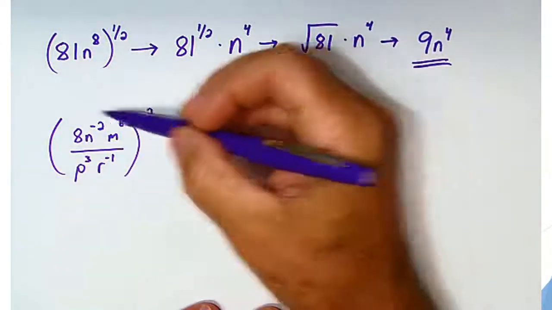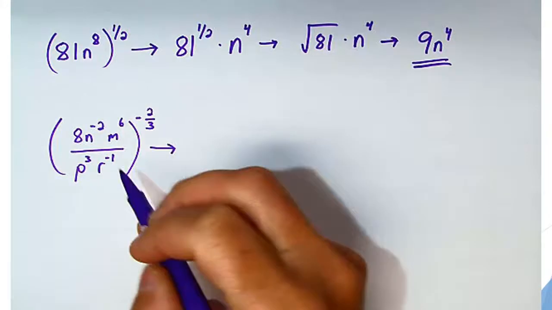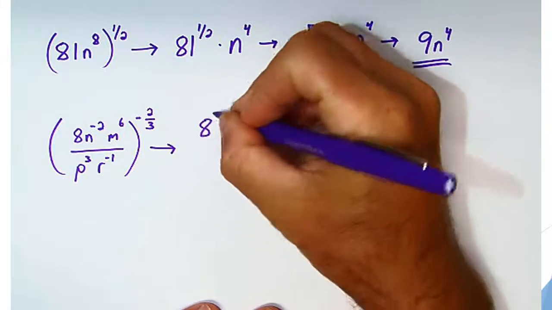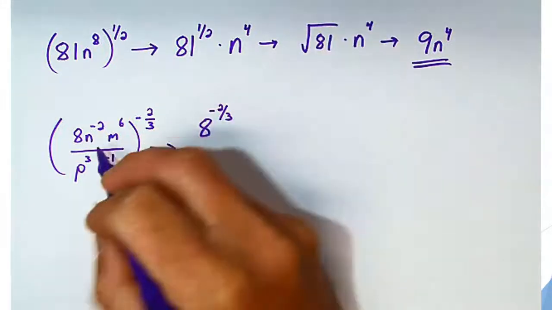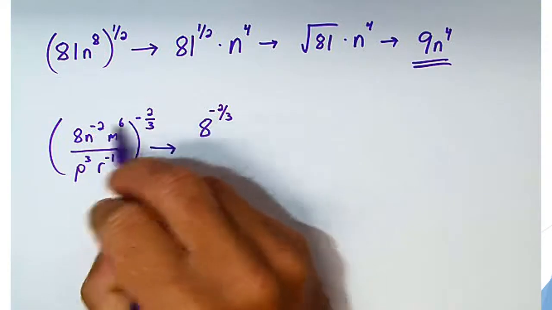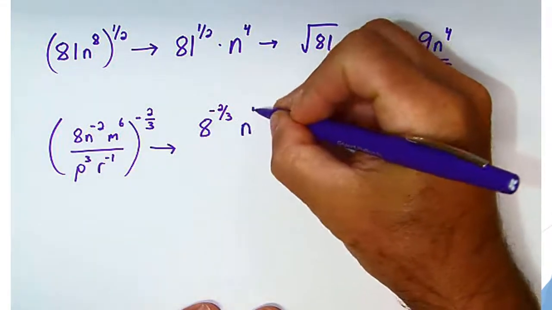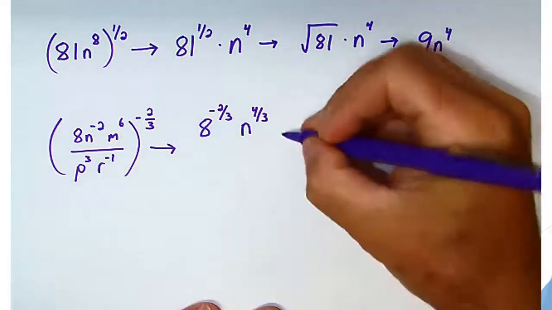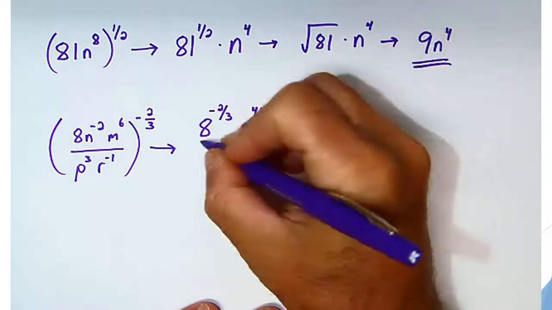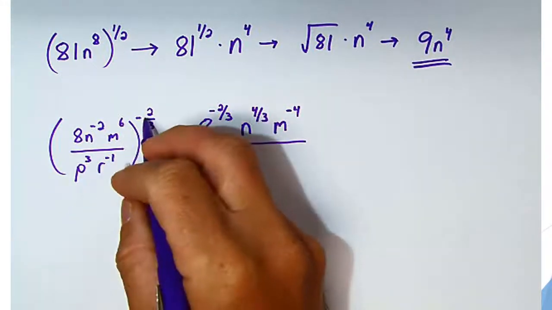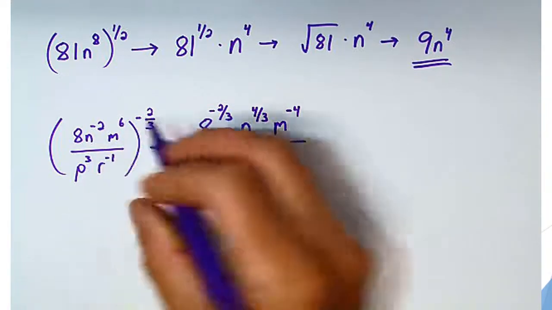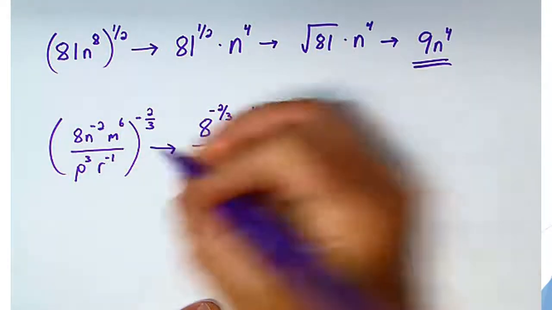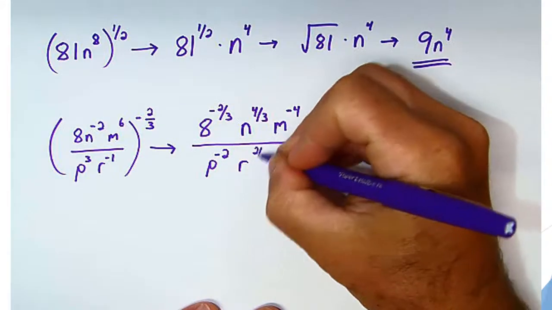Okay, our second one, a lot of different ways we could approach this. One way is to just apply the negative 2/3 power to everything on the inside. That means we're going to have 8 to the negative 2/3. N to the negative 2 to the negative 2/3, we'll multiply those exponents and get n to the 4/3. M to the 6 to the negative 2/3, multiply those exponents to get m to the negative 4th. Now that's all over p to the 3rd to the negative 2/3. We'll multiply those exponents. 3 times negative 2/3 is going to be p to the negative 2, and r, negative 1 times negative 2/3 is going to be 2/3 power.